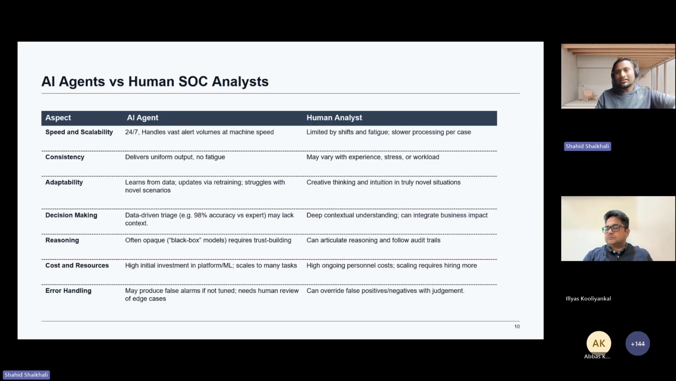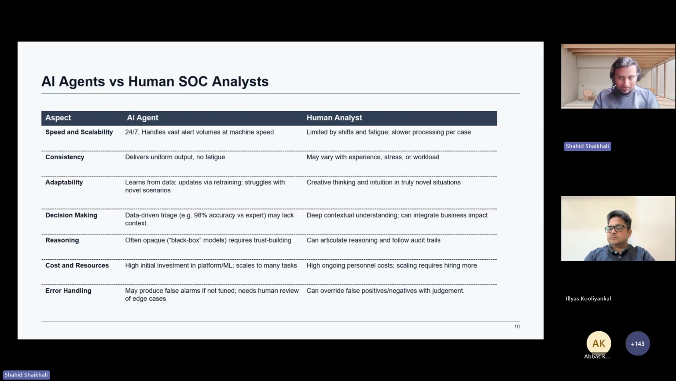Let's go next, and let's compare how AI agents fare with human analysts. AI obviously excels at the scale and speed at which it operates. It helps in automating repetitive tasks and pattern recognition, but humans provide the reasoning, the context, and the error handling capability. The future with AI and humans isn't binary. It's not a 0 or a 1, it's not going to be either AI or human. It's going to be collaborative.